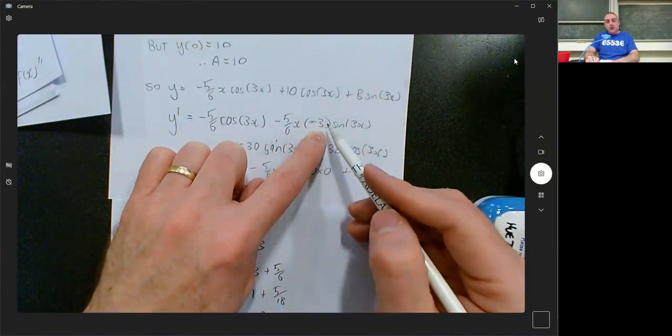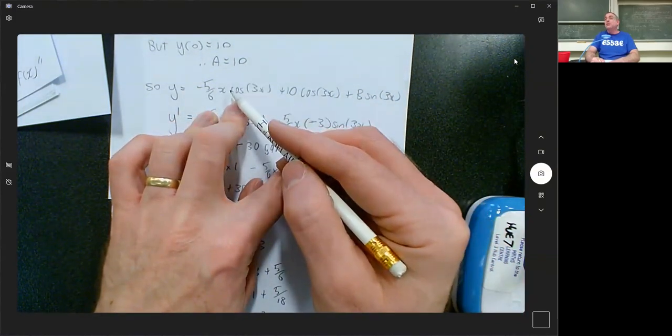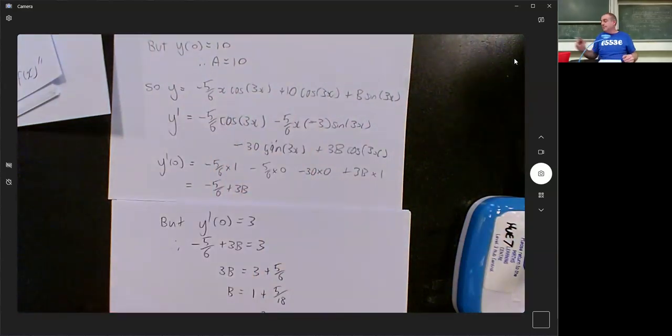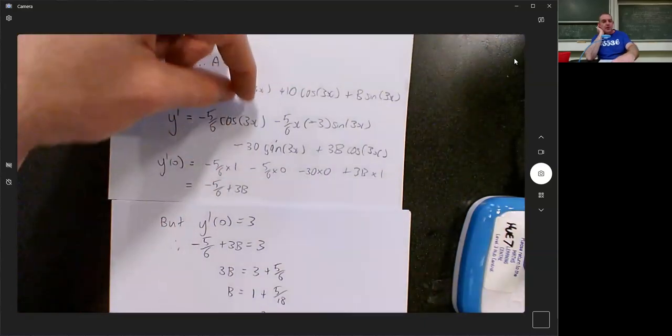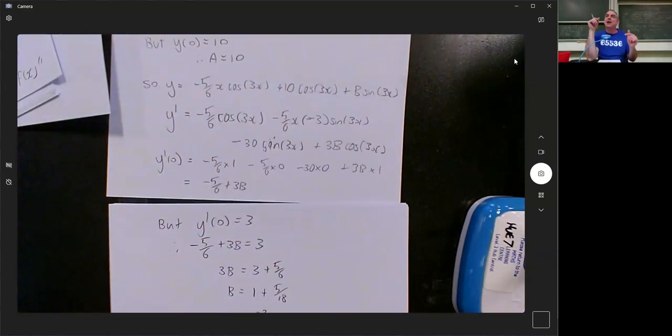So that 3 came from differentiating this cos of 3x, and the 3 had to come out because of the chain rule. Derivatives can be difficult to follow from one line to the next because some terms blow out into 2 terms on the next line. So it's very difficult to line things up correctly, especially when you draw symbols at the size that I do.